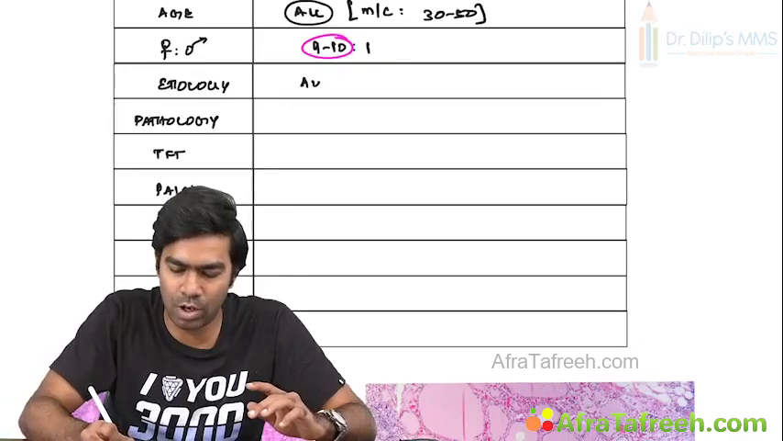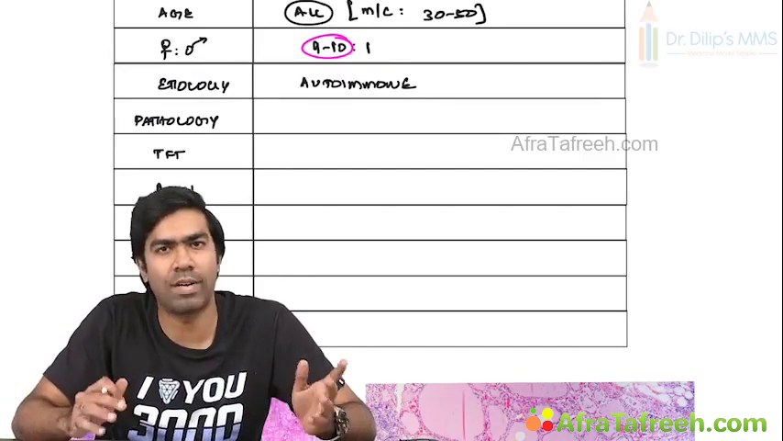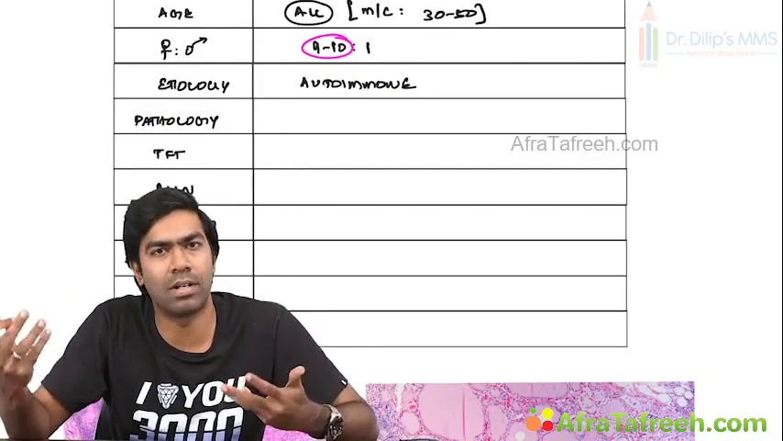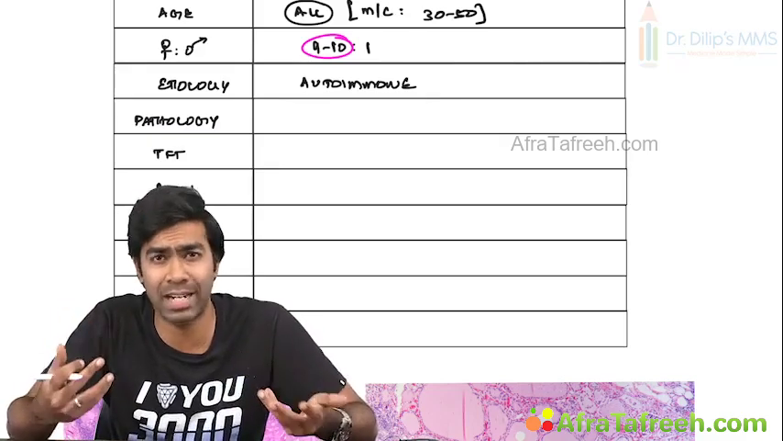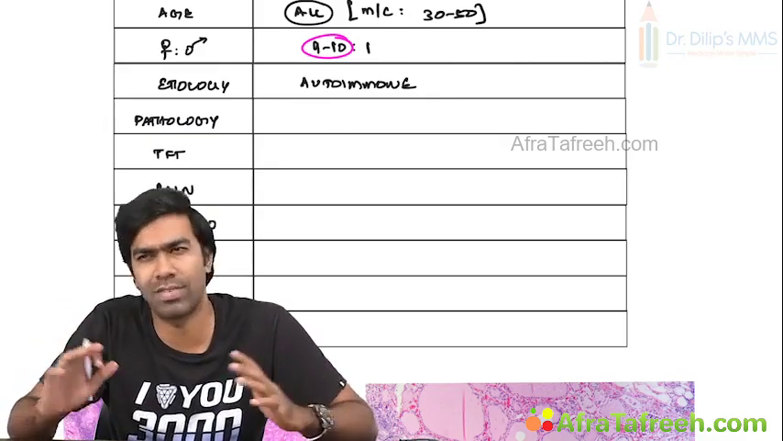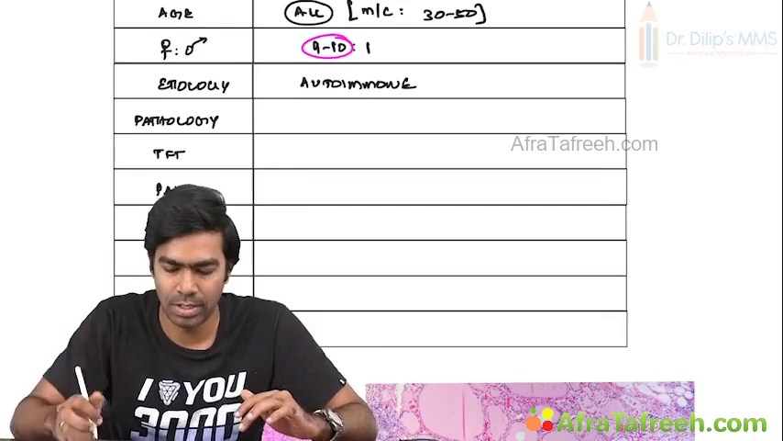Etiology-wise, definitely autoimmune. There is no doubt about that. We have clearly described in the previous videos what the basis of this autoimmunity is and what the mechanisms are, how it causes autoimmunity. We have described it in detail, so we're not going to discuss it in that detail once again.